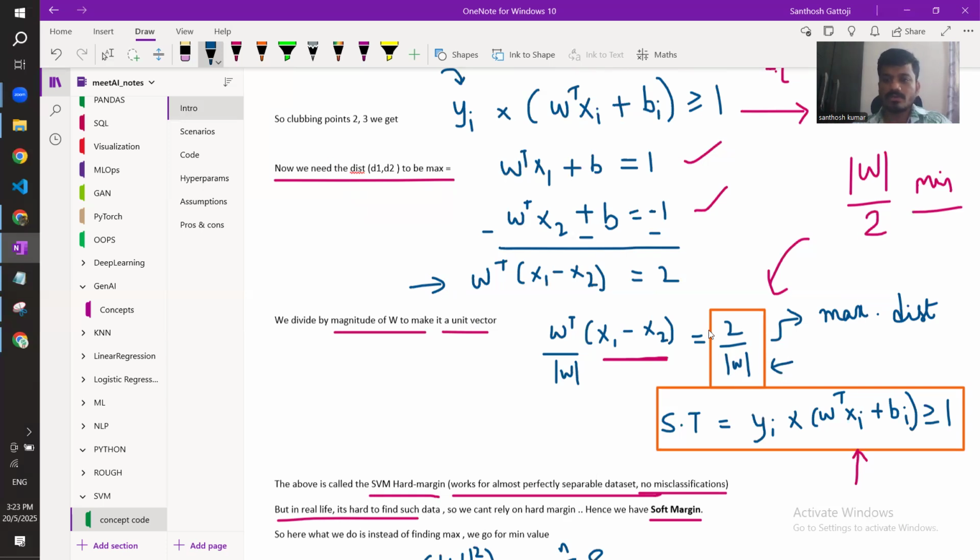So this is my distance: 2 by mod w is the distance. This distance should be maximum, because if the distance is maximum, the classes are very well separated. 2 is anyhow constant, so the denominator should be minimum. The smaller the denominator, the higher the overall distance. So if you give me 3 or 4 planes, I will choose the plane that gives me the maximum distance, that is, the one whose magnitude, when dividing 2, gives the maximum value.